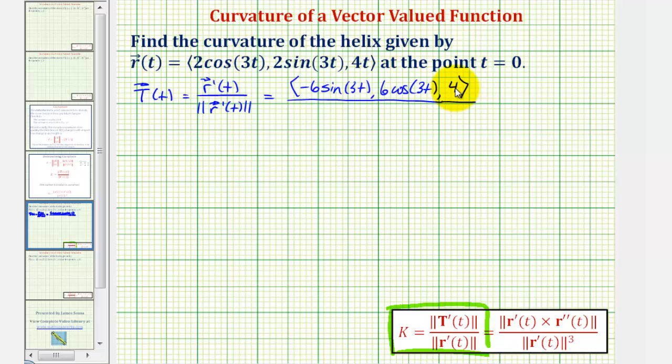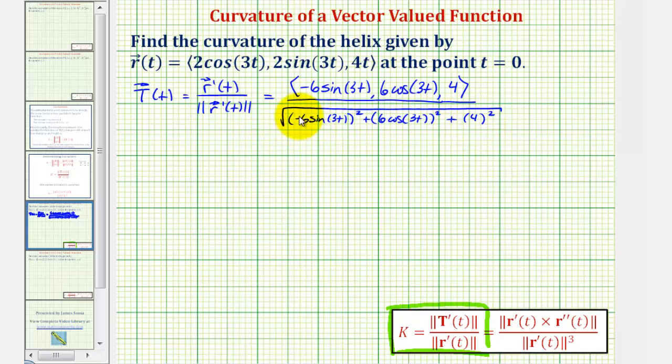And now we want to divide by the magnitude of r prime of t, which should be equal to the square root of negative 6 sine 3t squared plus 6 cosine 3t squared plus 4 squared. Now let's take a closer look at the radicand, or this expression underneath the square root.